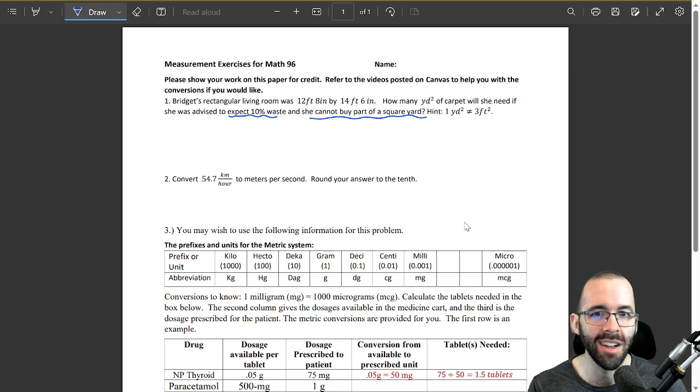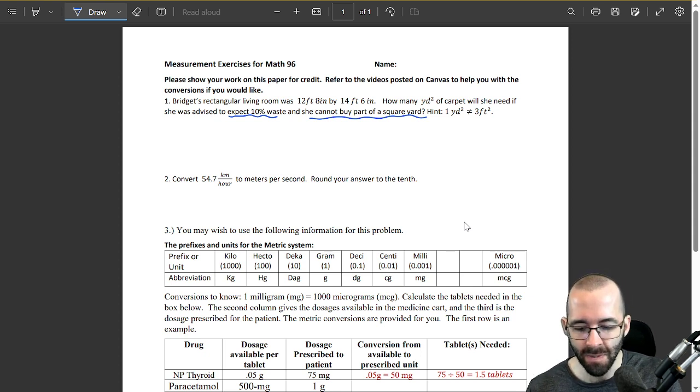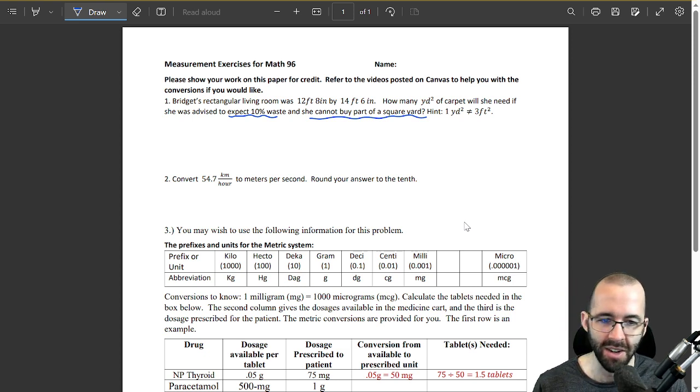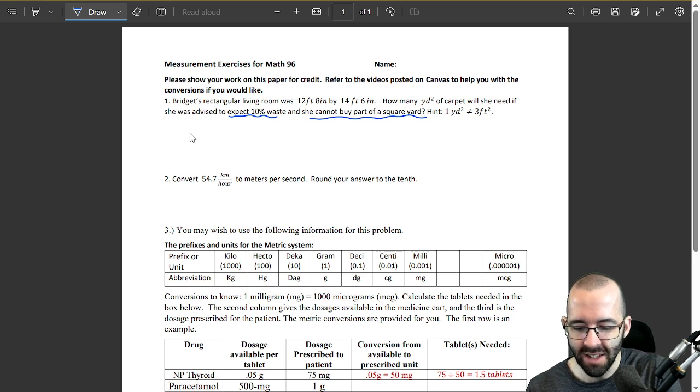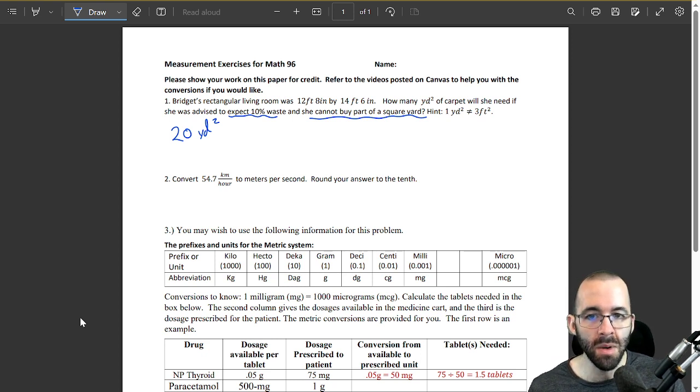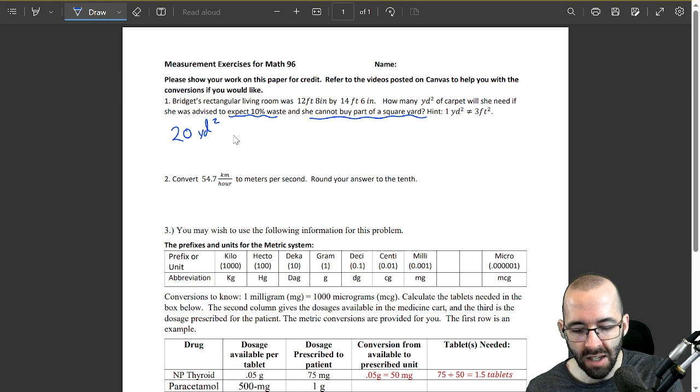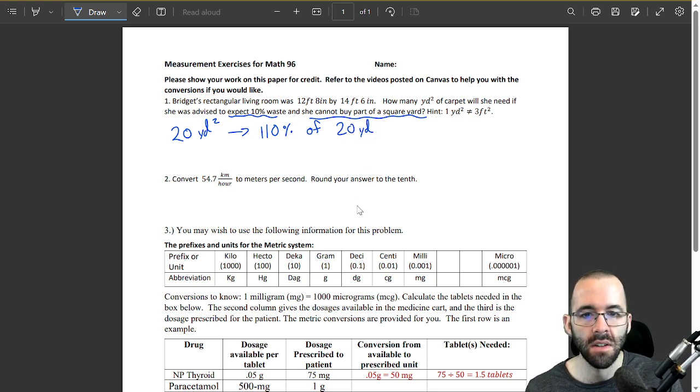So let's say we get some answer. I don't remember what the answer is, but let's say the answer is 20 yards squared. It's not, but let's say it is. Well, if we want 10% more than that, then what we're looking for is 110% of 20 yards. Or you can say, let's find 10% and add it to the 20 yards. Two ways of doing it.